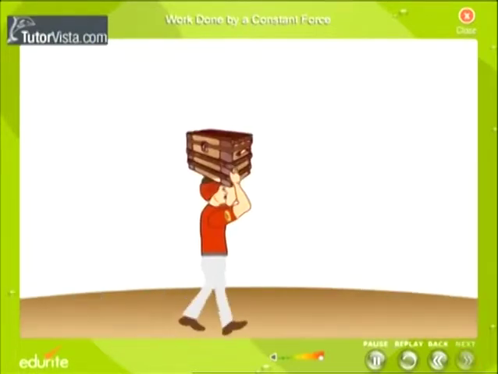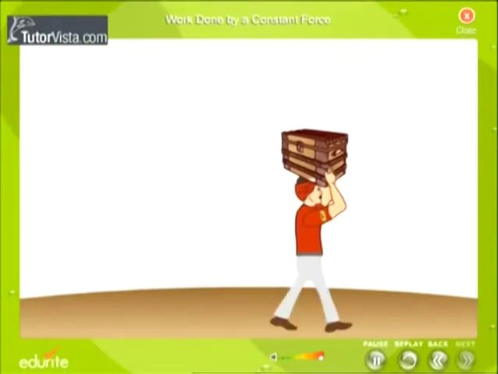A person carrying a weight on his head and walking horizontally does no work against the force of gravity. Guess why? It will be clear with examples on work. Let us see one example.